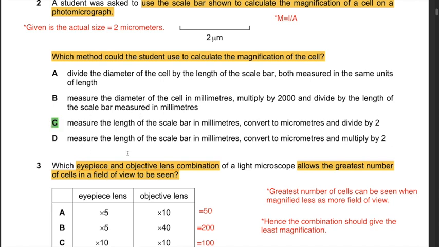Let's look at D. Measure the length of the scale bar in millimeters, convert to micrometers and multiply. That is incorrect, because magnification is image size upon actual size, not image size into actual size.